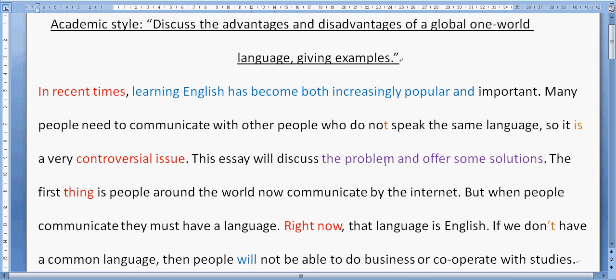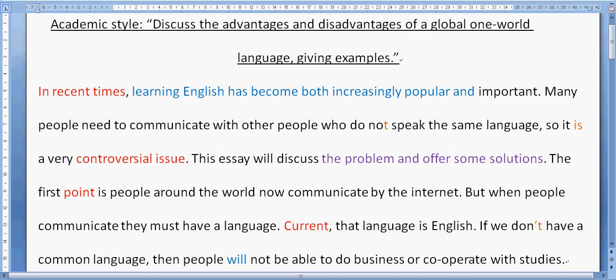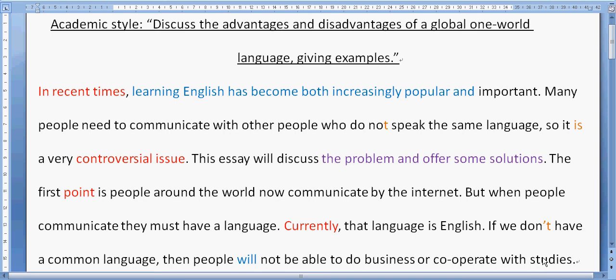Okay, good. The first thing. Now this is a little informal, so perhaps we could change this to the first point. Is people around the world now communicate by the internet. But when people communicate, they must have a language. Right now, another word that we could use is currently. Currently, that language is English.